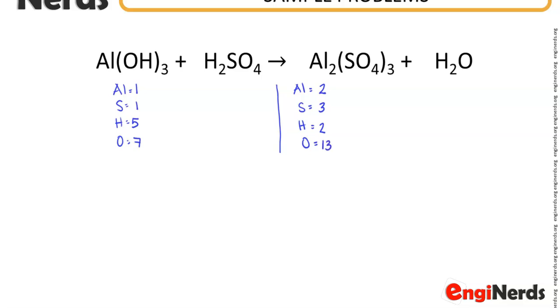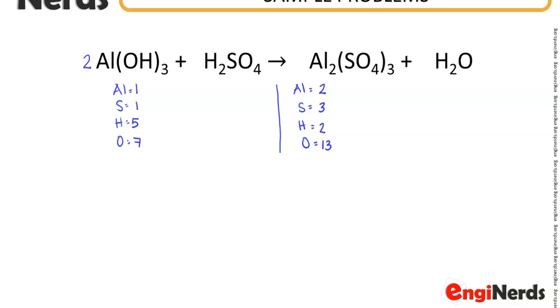Okay, so simulan na natin ngayon i-balance. So una nating i-balance yung metals. Okay, so sa product natin meron tayong aluminum is equal to 2. Okay, but in our reactant our aluminum is equal to 1. So to balance that, we will add a coefficient 2 sa ating reactant.